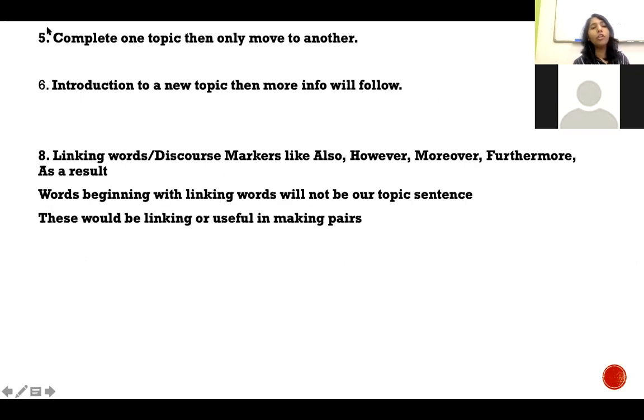Then only after completing one topic will the next topic start. A new introduction to a new topic will only follow the completion of the first topic. And if a statement is introducing a topic, that will be the leading statement of the pair. So if they say, for example, mobile phone, and then there is another statement about mobile phone, and you pair them up together, the sentence that starts with, for example, that could be your topic, or that could be the leading sentence in that pair. I don't know if I'm being clear enough for you, but I'll explain that once again.